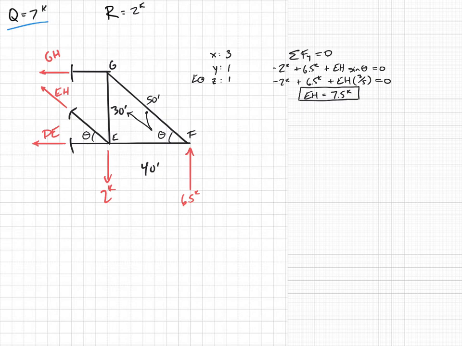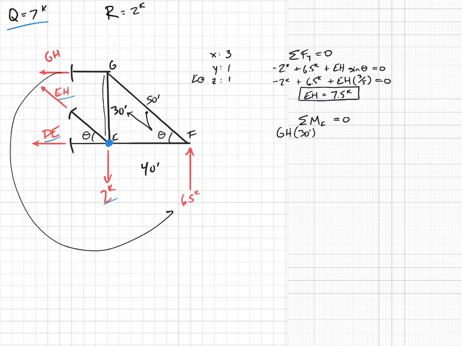Now we'll do the sum of the moments around E, like I said earlier, because that gives me this really nice advantage that DE and EH both go right through the middle of it, as does this 2. So let's see what we can get. I've got GH times its moment arm, which is 30 feet, causing a rotation this way, the same as our positive. Then we've got the 6.5 kips, causing a rotation in the same direction, and its moment arm is 40.